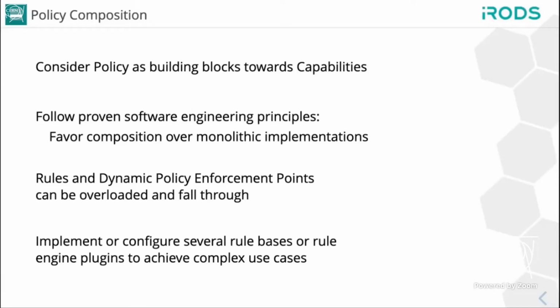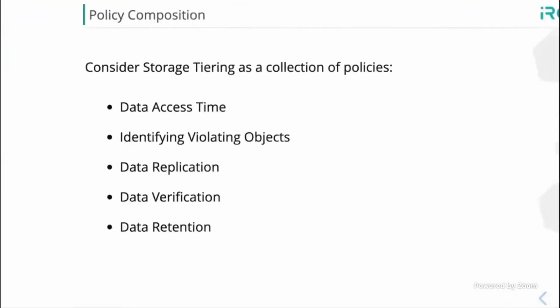With the iRODS rules, we've got dynamic policy enforcement points, which basically are when things fire in the system. And our goal is to make them so they don't step on each other. They can be overloaded and fall through one to the other and get out of each other's way. And that allows us to stitch them back together and achieve these complex use cases.